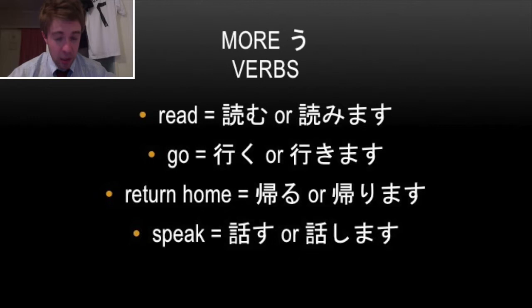The next one, okay, it's a little bit tricky, this one, okay? So kaeru, to return home. Okay, so unfortunately some verbs end in ru. In this case, we have kaeru, kaerimasu, kaerimasen, and kaeranai. And the last verb for today, we have speak, hanasu, hanashimasu, hanashimasen, and hanasanai.